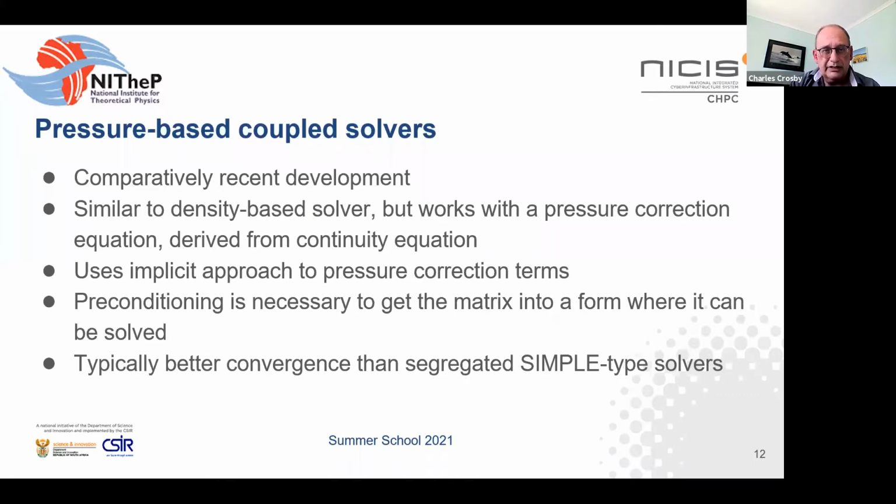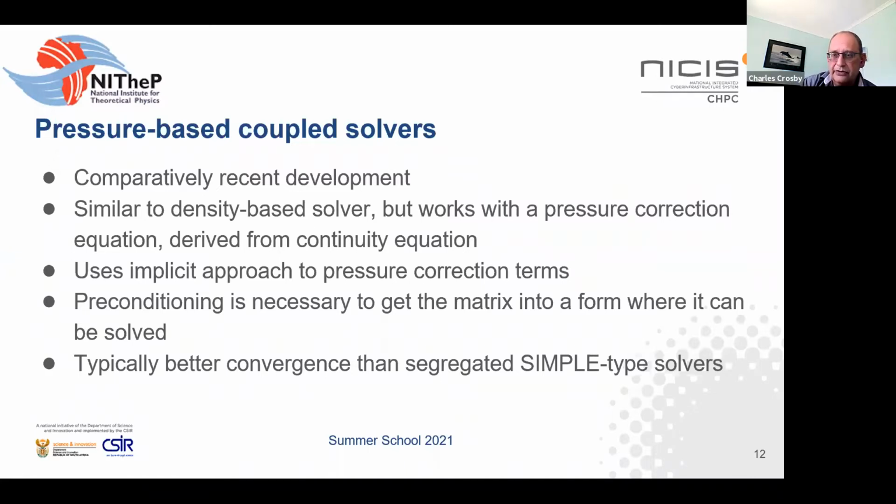The approach is basically similar to the density-based solver, but you're still solving a pressure correction equation. You've still got no way of solving the absolute pressure because of the incompressibility, but you're now formulating the pressure correction equation on an implicit term. In other words, the values from the current value of the solution. This took a long time to develop, so it's only recently become available. And you still need some preconditioning of the matrix to get it into a form that it can sensibly be solved. You would generally expect better convergence. It certainly needs a lot less iterations.